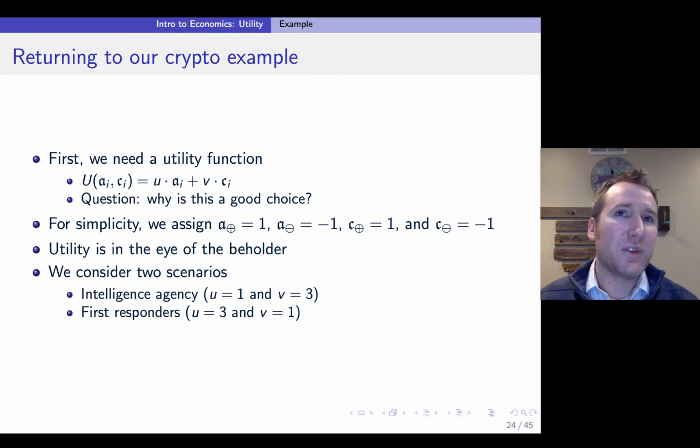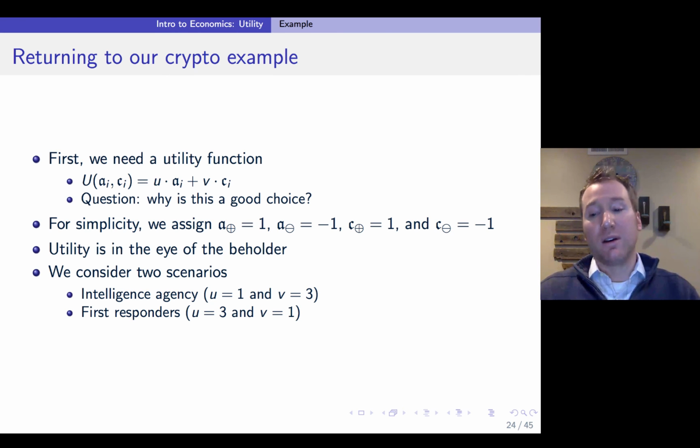So as a simplification, let's consider two scenarios. You have an intelligence agency who would tend to prefer confidentiality over availability. It's very important that they not be found out, and they would rather just call an operation off than risk a breach of confidentiality. So for them, you might assign a value of U equals 1 and V equals 3 to show the relative preference for confidentiality. Whereas on the flip side, you have first responders, police and fire. They want to be able to communicate. It'd be great if it was confidential, but sometimes in the heat of the moment, availability matters more. So there U equals 3 and V equals 1.